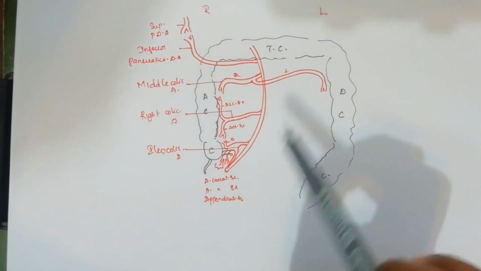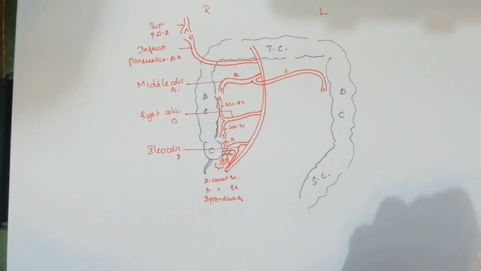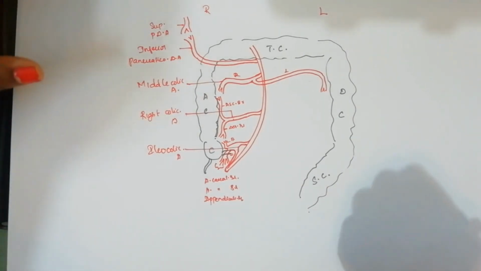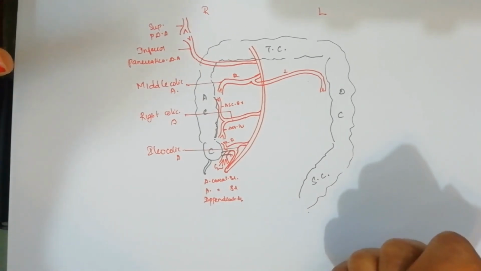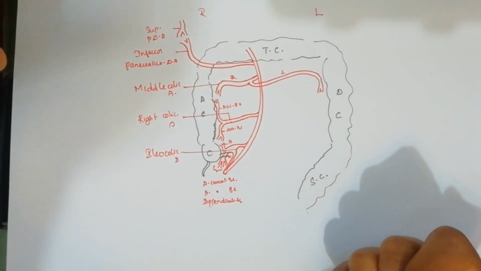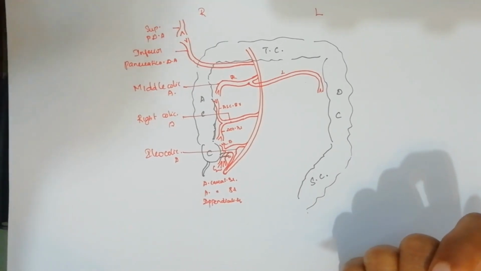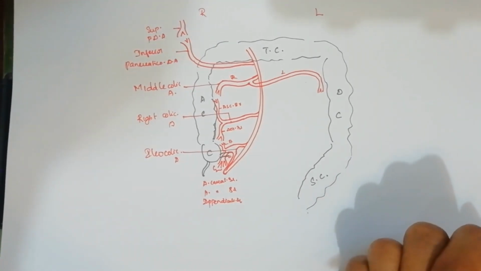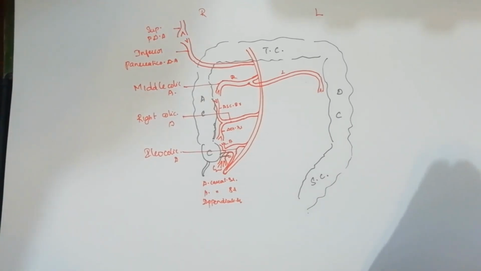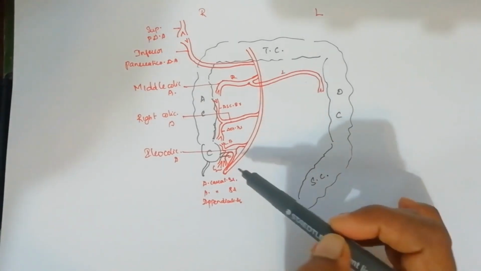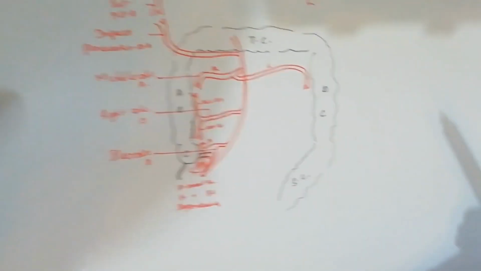Now we will move on to another major trunk arising from the abdominal aorta, the inferior mesenteric artery. Mesentery is the peritoneal fold of the small intestine. So we call them superior and inferior mesenteric arteries according to their position. This picture we will keep for further use. Now we will move on to the inferior mesenteric artery.